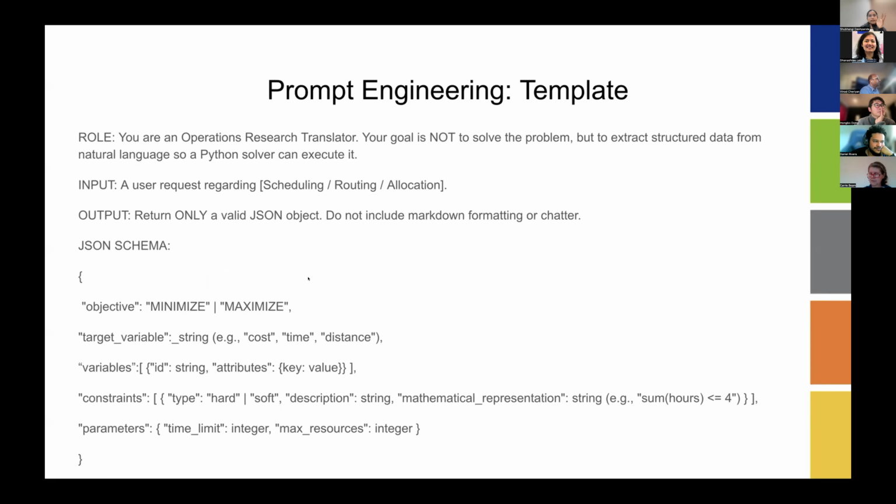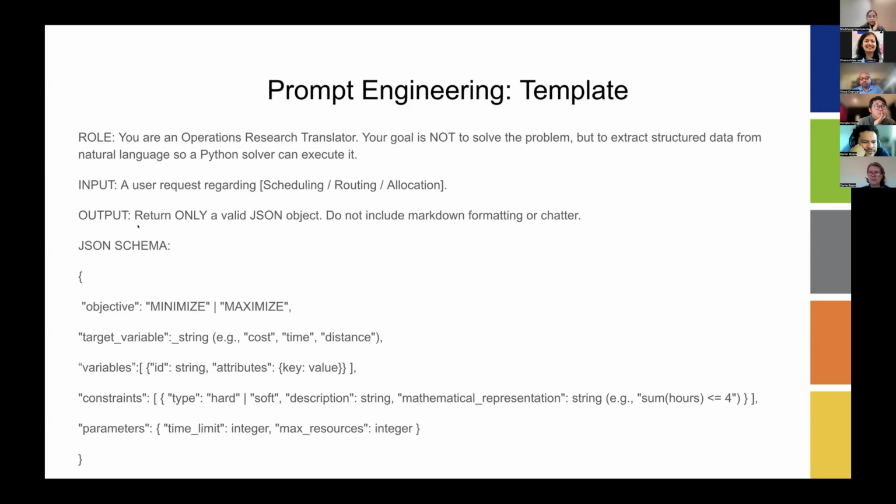So we are strictly telling the agent, this is what we are going to feed to the agent, that your role is not to give the solution. Instead, you are an operations research translator. Your goal is not to solve the problem, but to extract structured data and formulate it, hand it over to the engine, get the result, and spit it back to the end user.